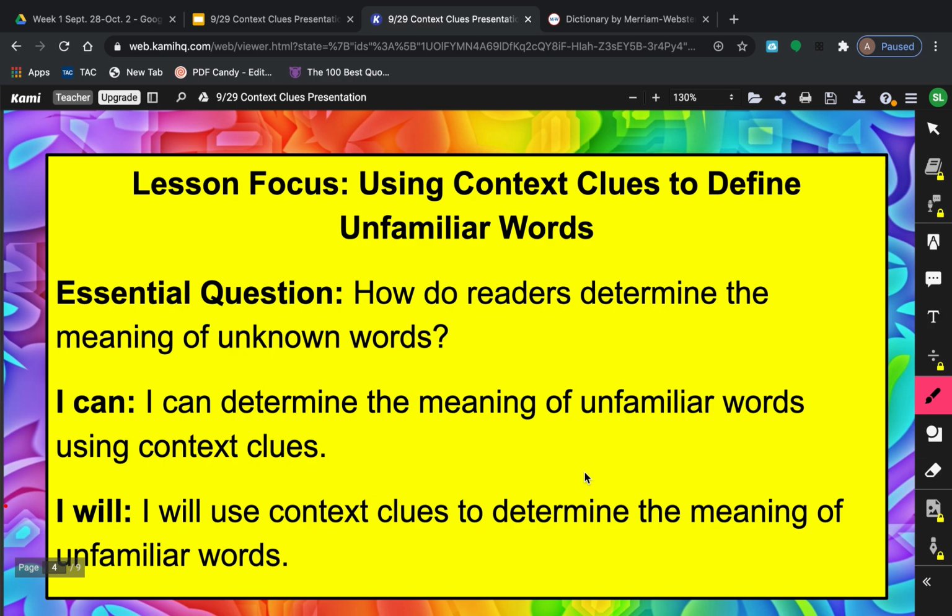Today, our lesson focus will be using context clues to define unfamiliar words. The essential question for today is, how do readers determine the meaning of unknown words? The I can statement for today is, I can determine the meaning of unfamiliar words using context clues. The I will statement for today is, I will use context clues to determine the meaning of unfamiliar words.